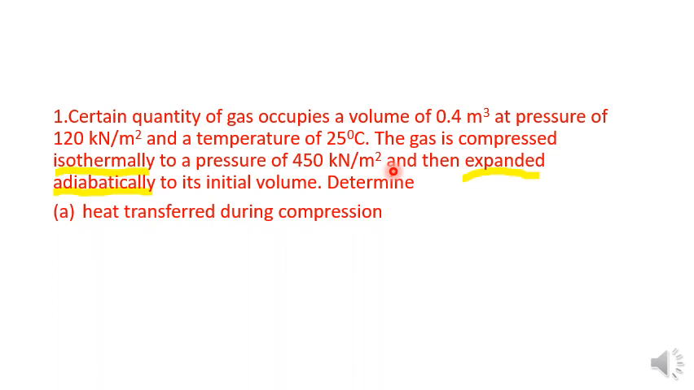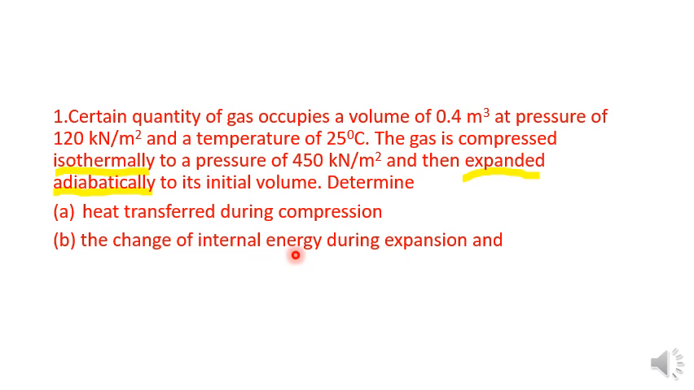So, what they asked: the heat transfer during the compression, and the change in internal energy during expansion. The heat transfer during the compression means the compression takes place in the isothermal process, so you have to calculate the heat transfer at a constant temperature process. And the change in internal energy dU: dU is equal to minus dW. You know that W is equal to P1 V1 minus P2 V2 by gamma minus 1. Whatever W we get, simply put a minus and we get the internal energy.